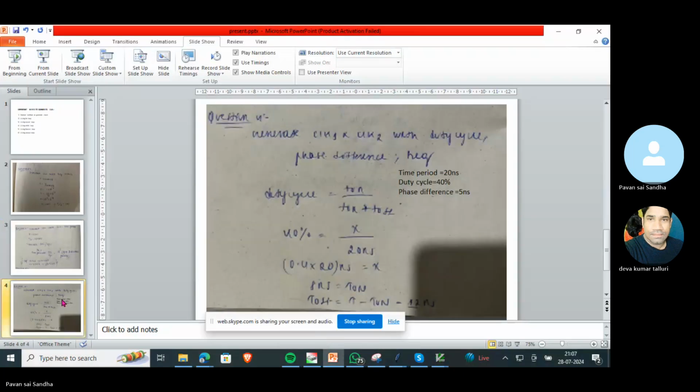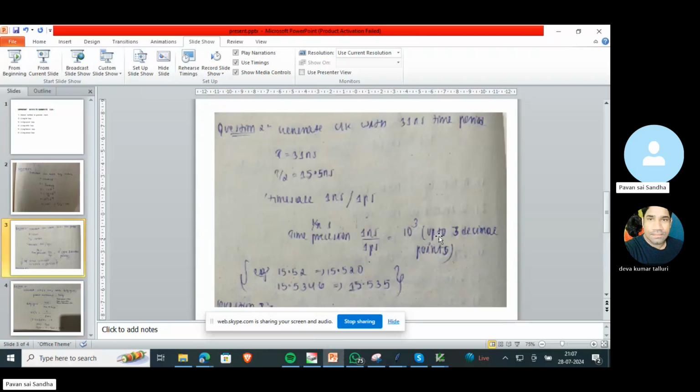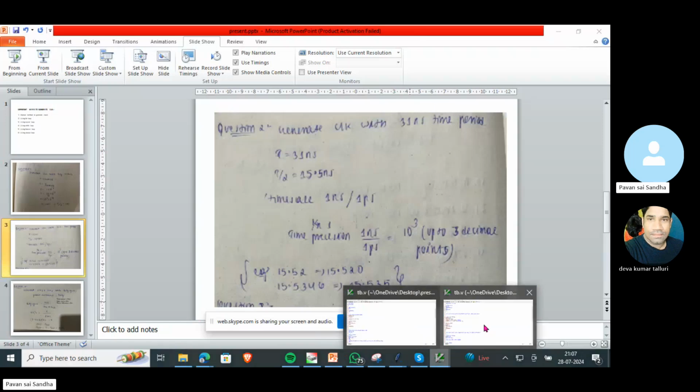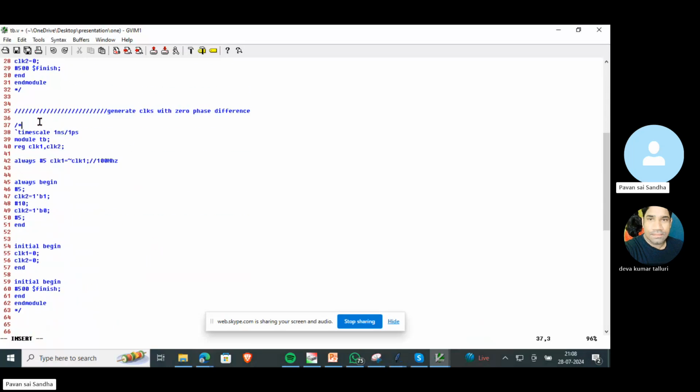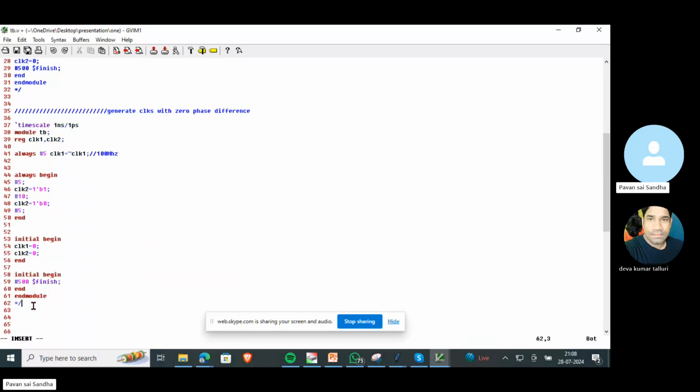Third question. Here, generating a clock. I'll show with the same code without the phase difference. I'll make it common. Look at here, it's generating the first clock with 5 nanoseconds, that means 100 megahertz. It's okay. And for the second clock, we are declaring both clocks as 0.